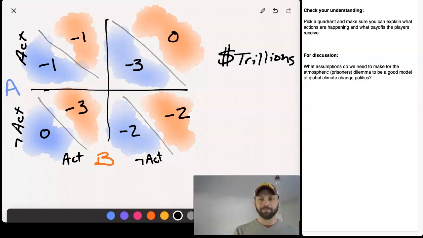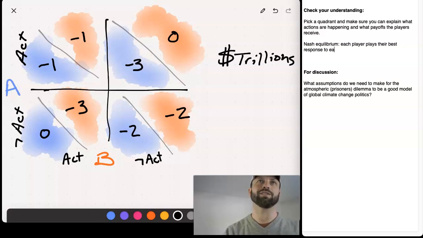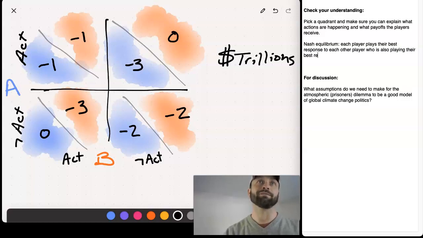Sounds confusing, but I'm going to define it first. Nash equilibrium: each player plays their best response to each other player who is also playing their best response. Okay, well, what does that mean? We're going to look at this situation from player A's perspective and then player B's perspective.